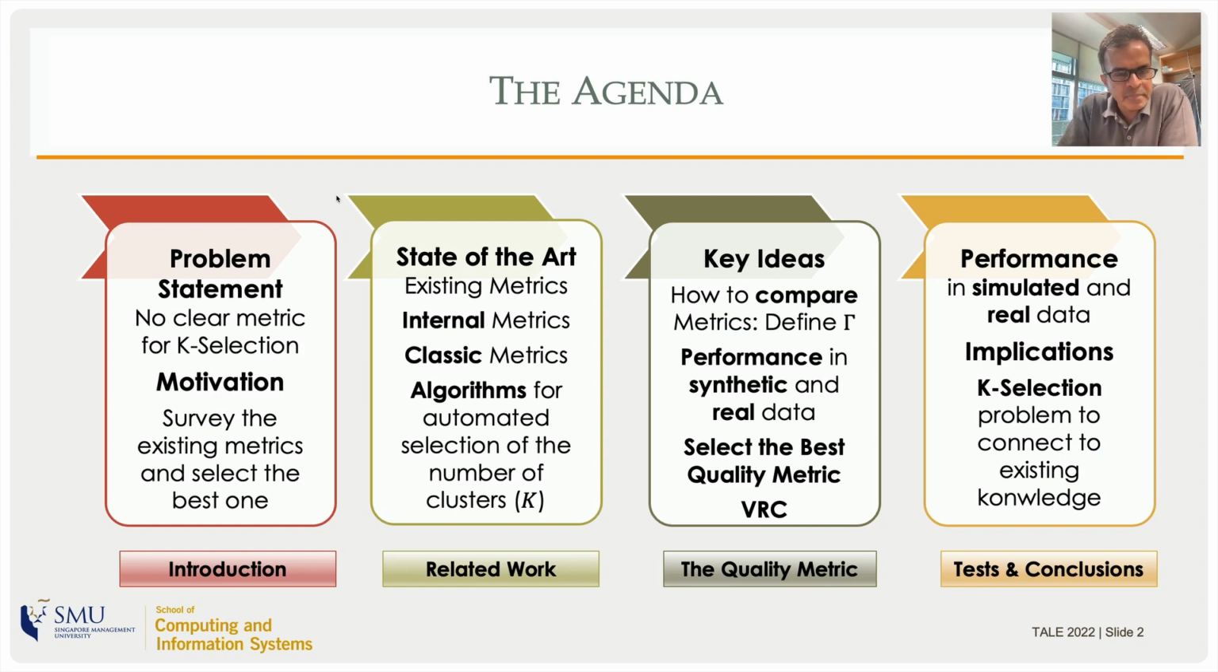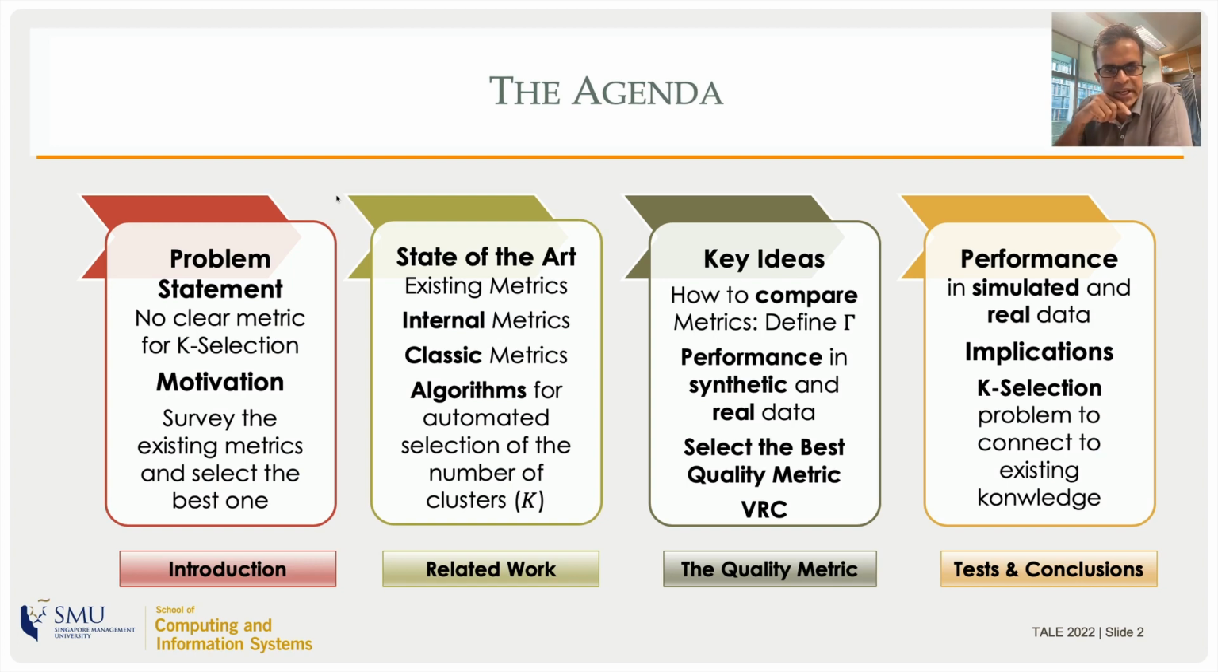There are some internal metrics that come out of the K-means clustering algorithm, and there are some classic metrics. So we will list them and we will study them in some detail. In addition to those metrics, we also have algorithms that are designed to automatically zoom in on the right number of clusters to form. The key idea behind this work is a method by which we can compare various metrics and algorithms, because two different metrics might tell you the right number of clusters to form. So how do you know one is better than the other?